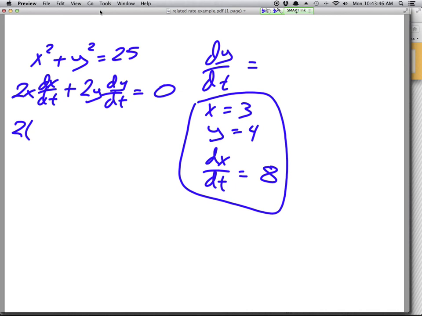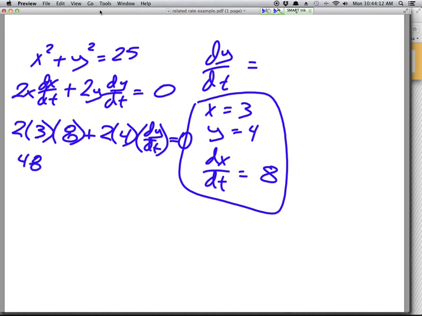So 2 times x, which is 3, times dx/dt, which is 8, plus 2 times y, which is 4, times dy/dt, which I'm finding, and it's equal to 0. So now all I have to do is solve. 2 times 3 is 6, times 8 is 48. This gives me 48 plus 8 dy/dt, and it's equal to 0.